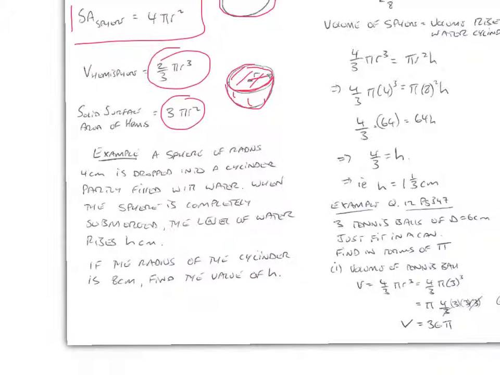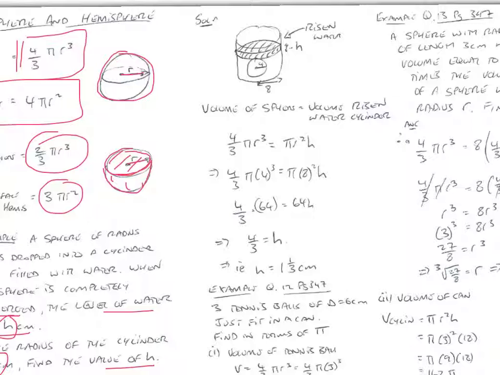So here's an example. A sphere, a ball, of radius 4 is dropped into a cylinder partly filled with water. When the sphere is completely submerged, the level of the water rises h centimeters. If the radius of the cylinder is 8, find the value h that this water level rose. Okay, so just try and visualize it here. You have your cylinder, okay, of radius 8, and you drop the ball in, which is radius 4, and there's this amount of water displaced, so it rises h.